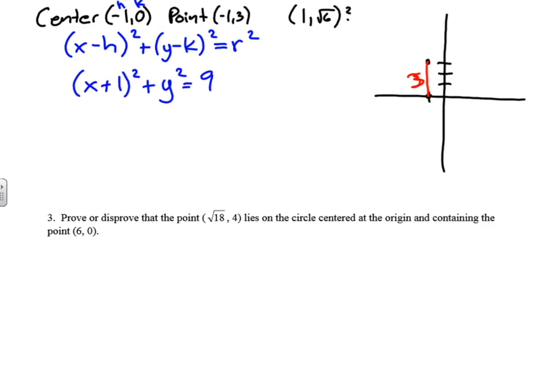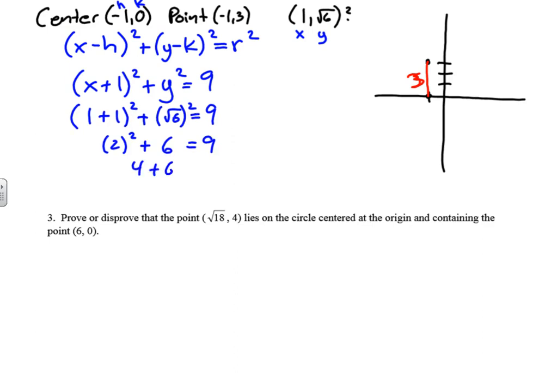So now we're going to take our point that's in question, and we're going to substitute this in. So does (1 plus 1) squared plus the square root of 6 squared equal 9? So 1 plus 1 is 2. Does 2 squared plus 6 equal 9? Does 4 plus 6 equal 9? Okay, 10 does not equal 9.